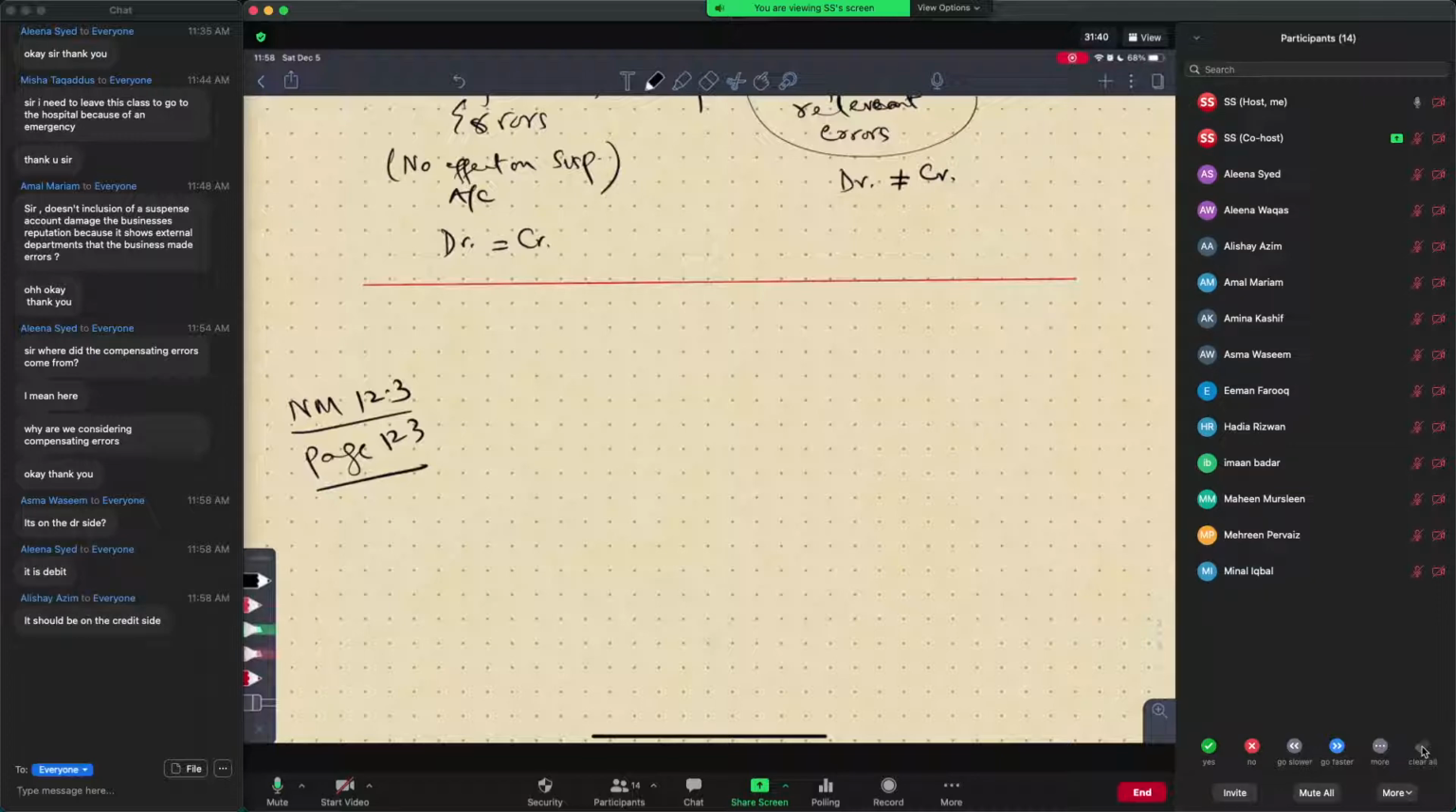Yes, it's on the debit side. Excellent. Alicia says it should be on the credit side. Asma, very good. Lilina, Marine, very good. Amal, it's on the debit side. Capital is not supposed to be on the debit side. Capital is supposed to be on the credit side.